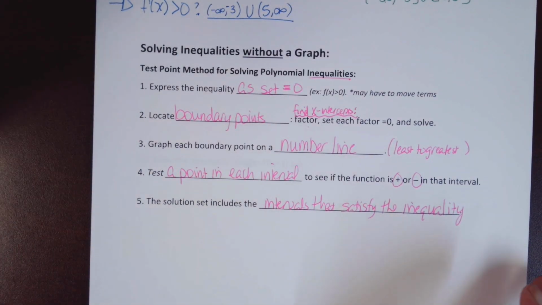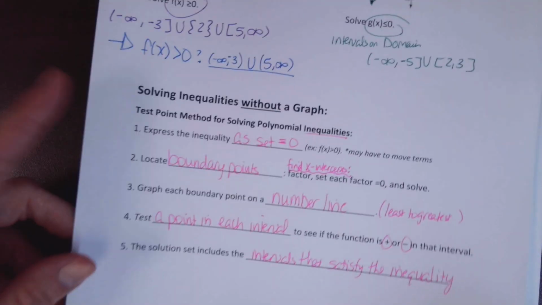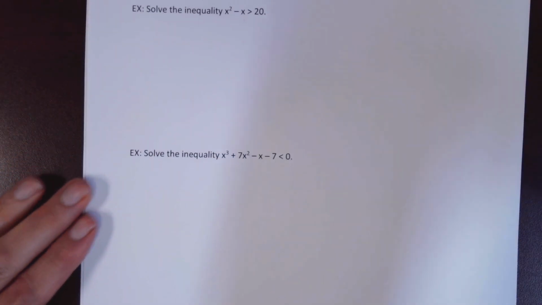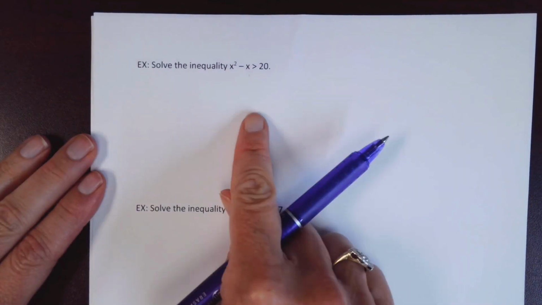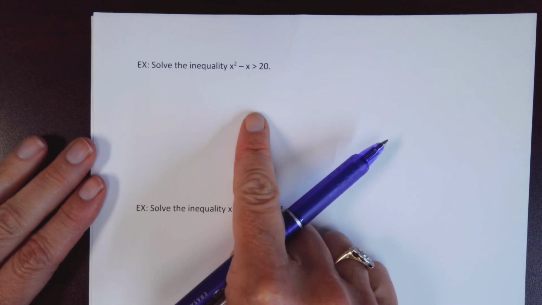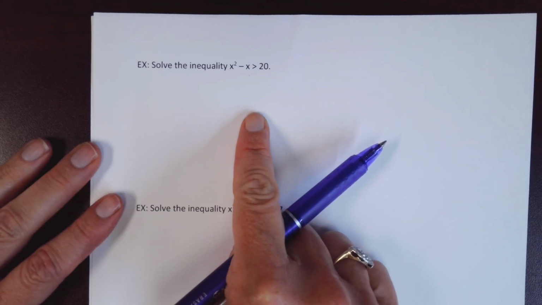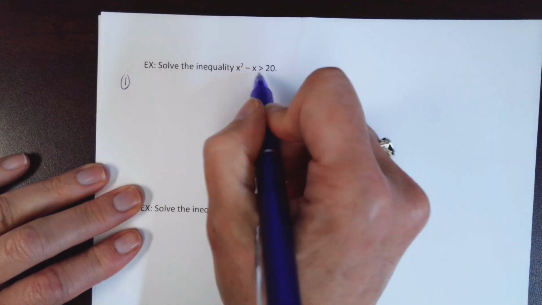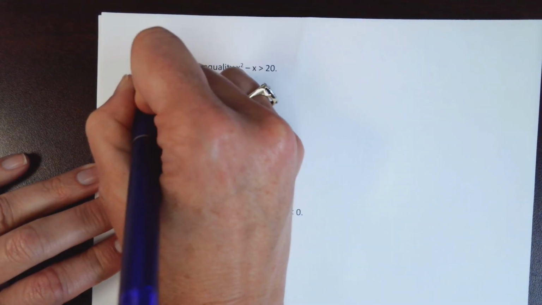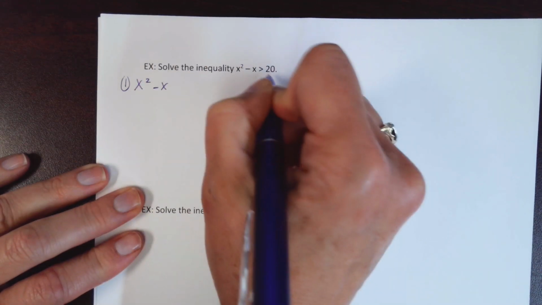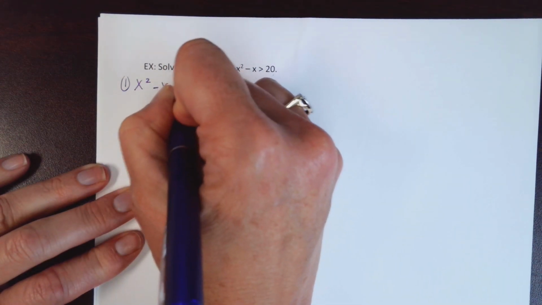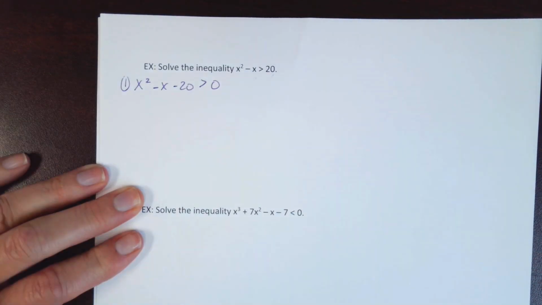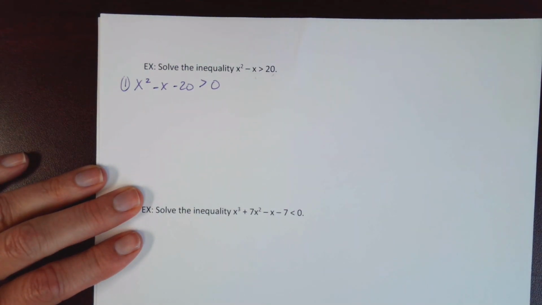Let's do a couple of examples. Keep this handy, 1, 2, 3, 4, 5. Set it aside so you can see it. Let's solve our inequality. Our first step says to express the inequality as set equal to 0. So my first step is going to be to move that 20 over. So I've got x squared minus x. I subtract it to move it over, minus 20, greater than 0. I've set it to 0.